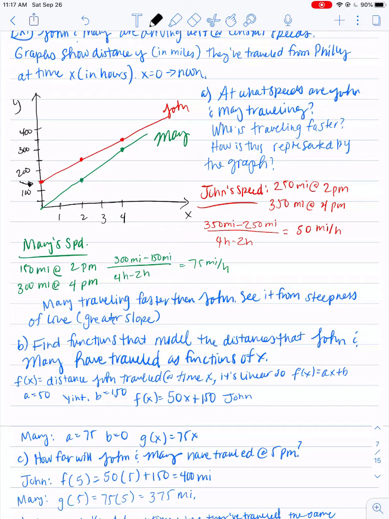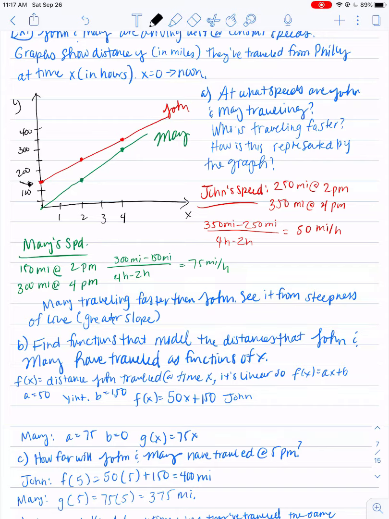So by the graph, we can see the different distances they traveled and at what times. So we're going to go ahead and find John's speed by using the graph and then our average rate of change formula. So we have John at 2 p.m. had traveled 250 miles and at 4 p.m. had traveled 350 miles. So using our average rate of change formula, we have 350 minus 250 over 4 hours minus 2 hours, which is 50 miles an hour.